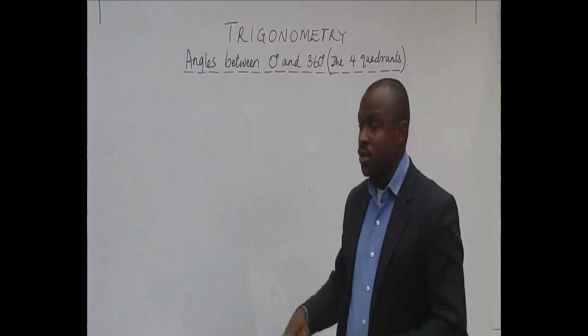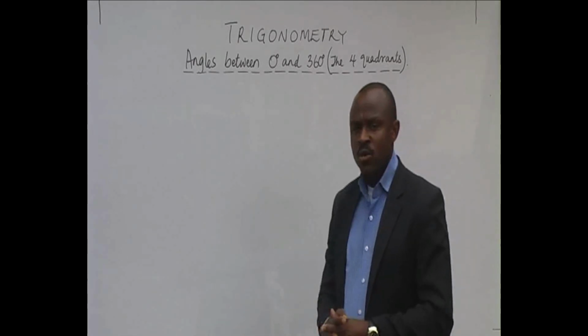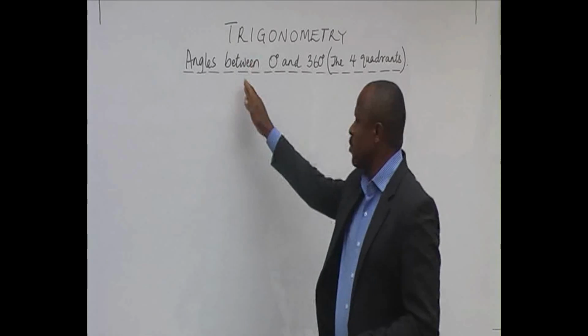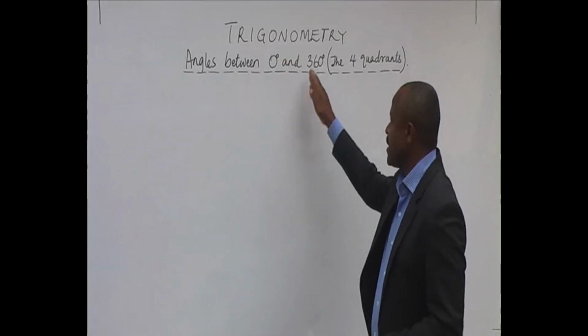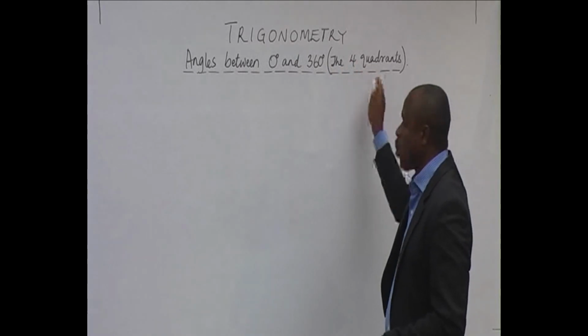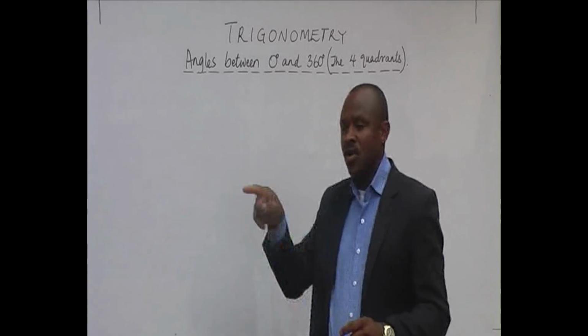Now I want us to discuss trigonometry, and I would like us to start by angles between 0 degrees and 360 degrees, which make the four quadrants. Angle at a point, angle of a circle.